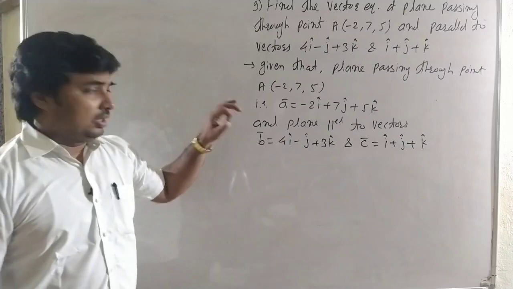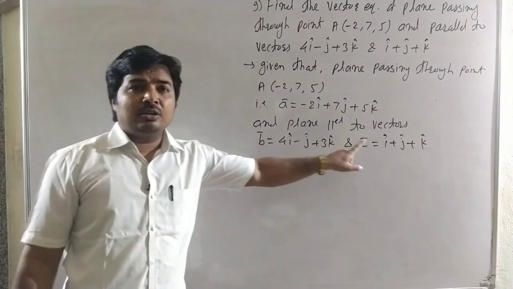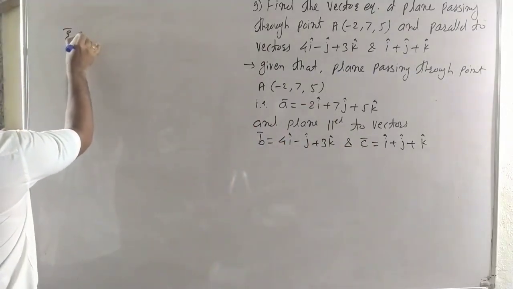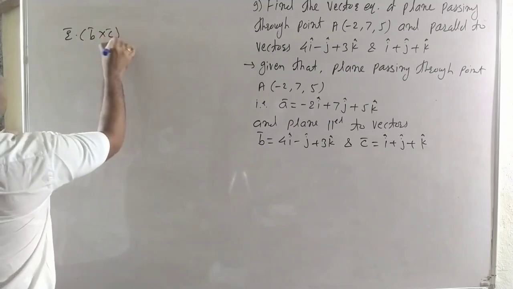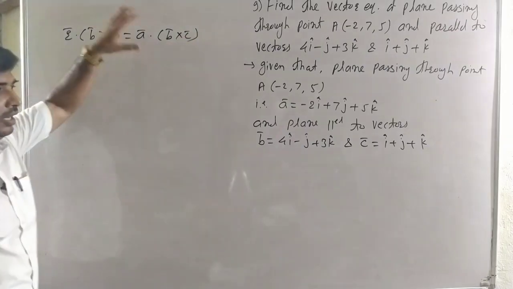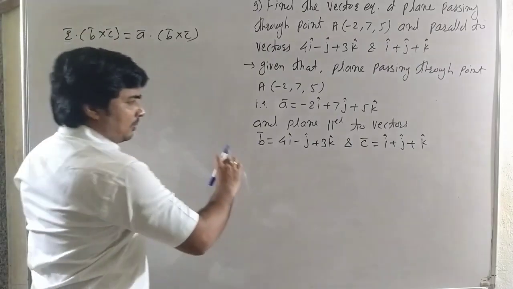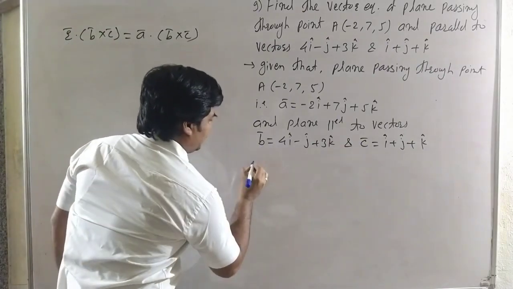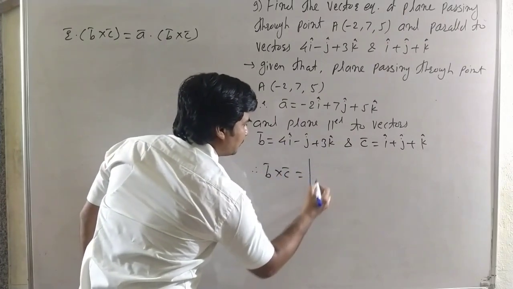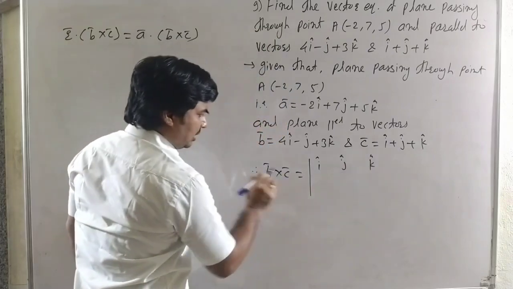Now we know the vector equation of plane passing through point a bar and parallel to the vectors b bar and c bar is r bar dot b bar cross c bar is equal to a bar dot b bar cross c bar. Now first we find the cross product. Therefore b bar cross c bar is equal to the determinant with i cap, j cap, k cap.